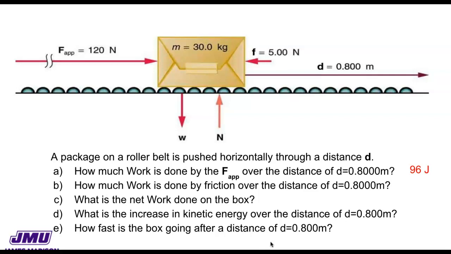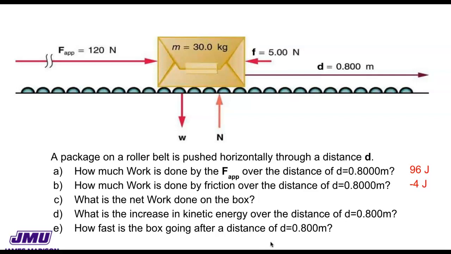How much work is done by friction over the distance is found with the exact same equation, but of course now friction is 180 degrees opposite the direction of the box's motion d, so we would have to use cosine 180 degrees in addition to multiplying the 5 newtons times the 0.800 meters. And so I get that that is 4 joules of work done by friction, but that is negative.